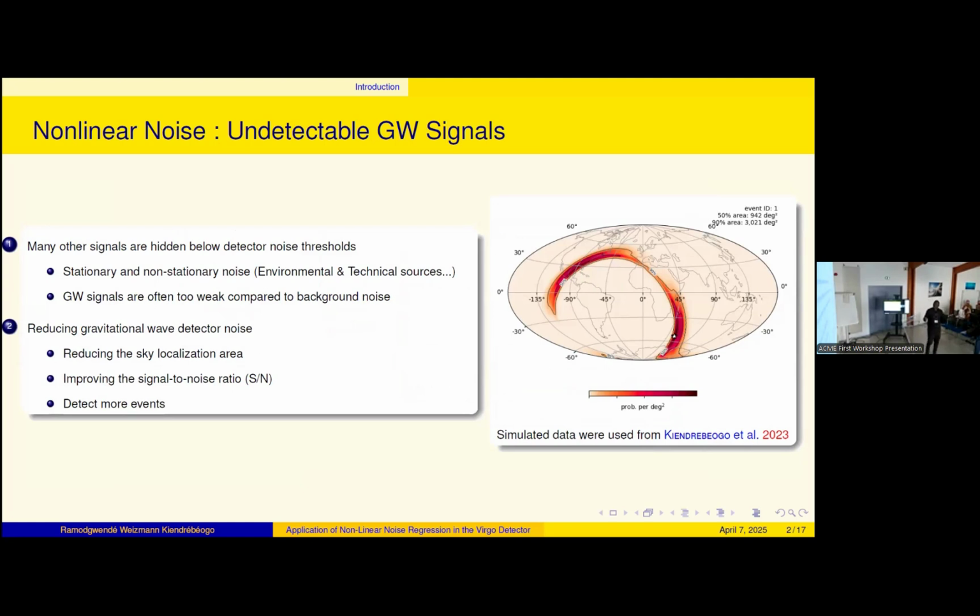A large part of this noise comes from environmental and technical sources, and many of these sources are already monitored by one or more witness sensors. To maximize the science outcome of the gravitational wave detector, we need to first reduce the sky localization area for a rapid multi-messenger follow-up. Secondly, we need to improve the signal-to-noise ratio. And then we need to detect more events. But anyway, for all of these cases, we need to reduce the noise.